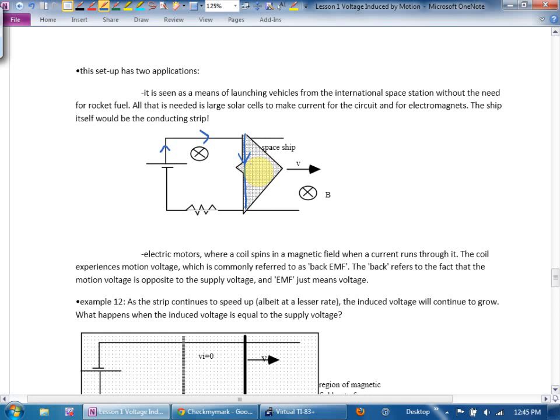What do these X's mean? Into the page. Extend your fingers into the page. Which way will the space shuttle experience a force? There you go. It will speed up and launch. Not bad. Any moving parts? Nope. Fairly no maintenance? Yep.